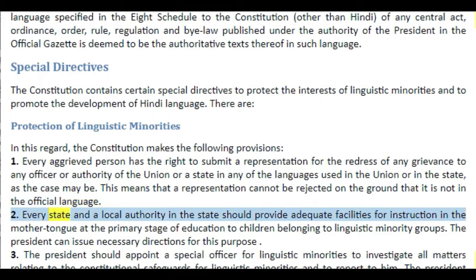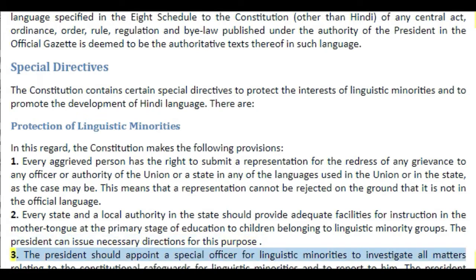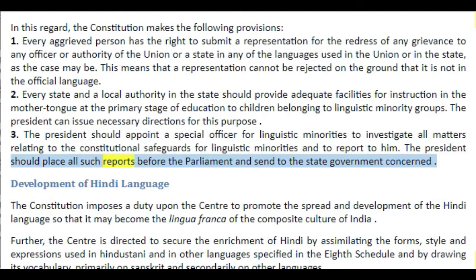2. Every state and a local authority in the state should provide adequate facilities for instruction in the mother tongue at the primary stage of education to children belonging to linguistic minority groups. The President can issue necessary directions for this purpose. 3. The President should appoint a special officer for linguistic minorities to investigate all matters relating to the constitutional safeguards for linguistic minorities and to report to him. The President should place all such reports before the Parliament and send them to the state government concerned.